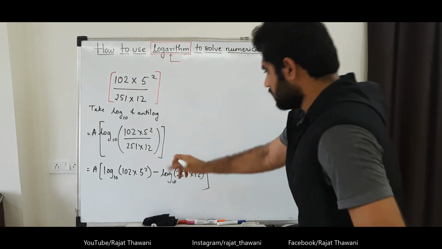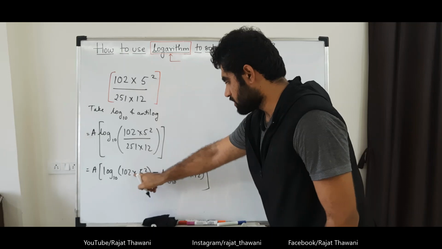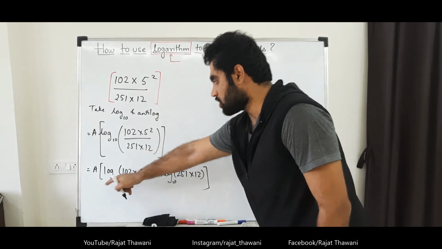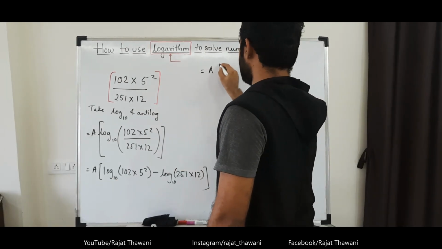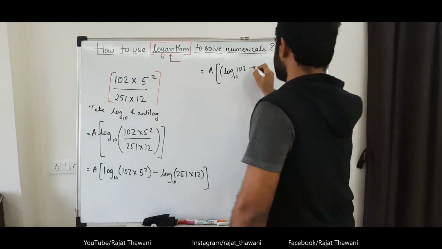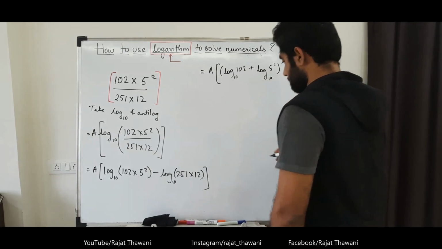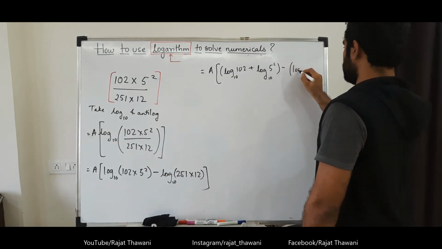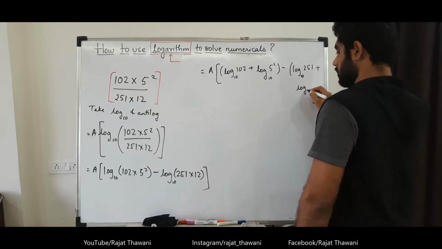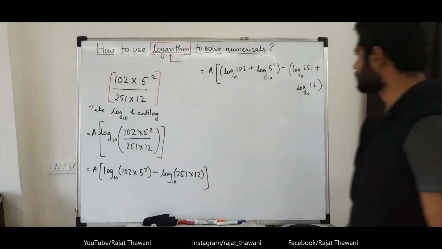Now, further still we can split it, yes or no? This is multiplication, and multiplication can be converted into addition because log is taken. Therefore, I can say antilog of log of 102 plus log of 5 square minus log of 251 plus log of 12.